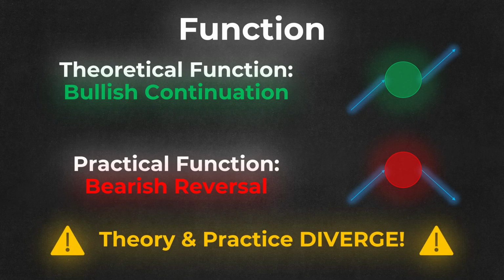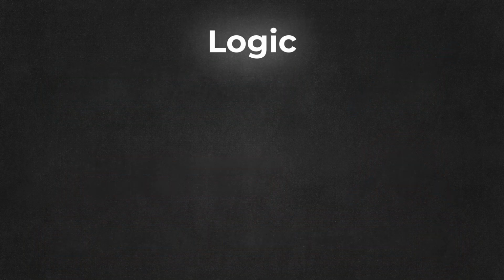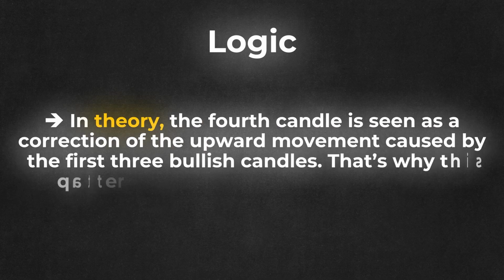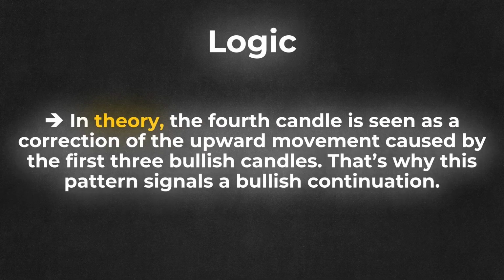We can clear this confusion by understanding the pattern logically, just like we did with the bearish 3-line strike. This pattern is considered to be a signal of bullish continuation in theory. The probable reason why that's the case is because the fourth bearish candle is seen as a correction of the previous upward movement caused by the 3 bullish candles. That's one way of looking at it.